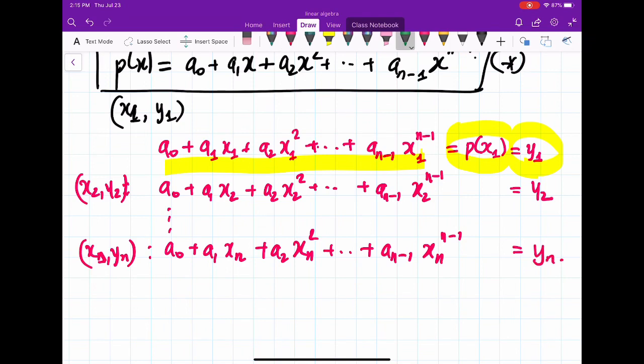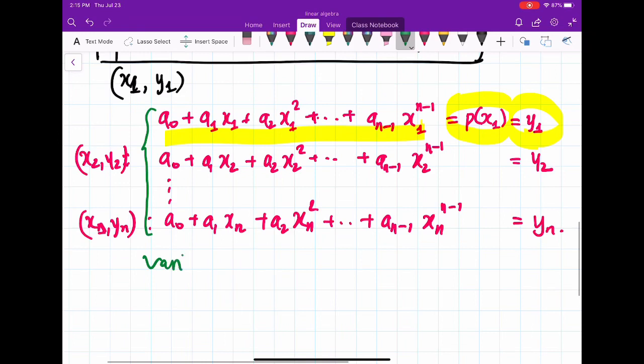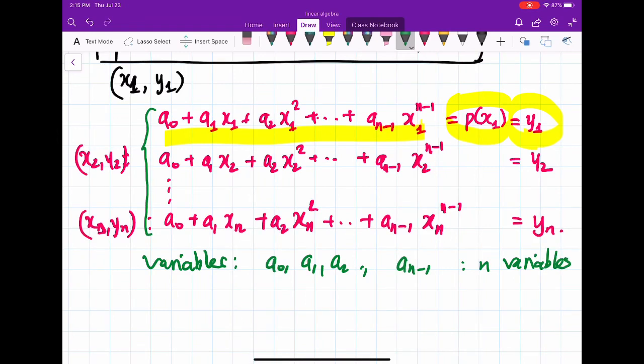And what is this? This is the system of linear equations, right? And the variables are a0, a1, a2, up to an minus 1. So this is n variables. You see, you have n data points, right? That correspond to n equations for n variables. So that makes sense, right?